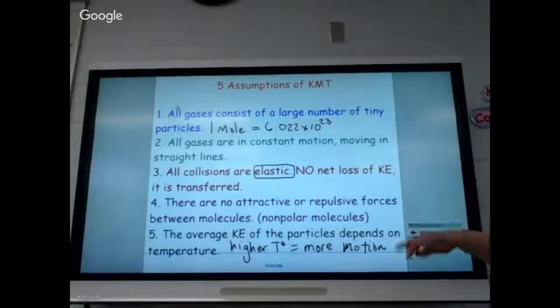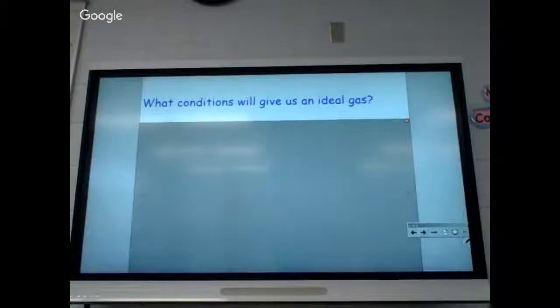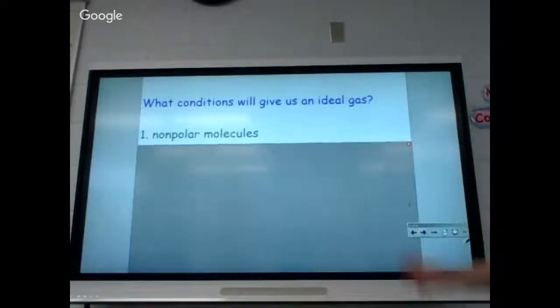Everybody got it? Yep. All right, we're going to talk about what conditions we need in order for these things to happen. How do we get these things in a gas law problem? Number 1, our gas law problems are going to use non-polar molecules. That's not hard. We'll just work gas law problems with non-polar molecules.